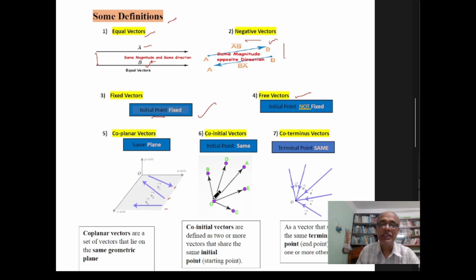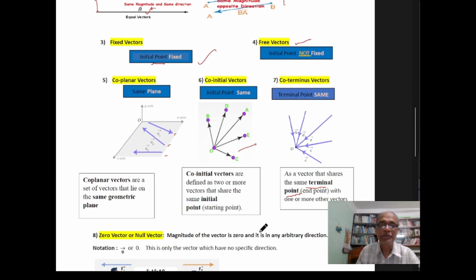Co-initial vectors. If the initial points of two or more vectors are the same, then they are called co-initial vectors. Co-terminus vectors. If you see here, the vectors terminate at a common point. If vectors share the same terminal point or end point, then this set of vectors is called co-terminus vectors.